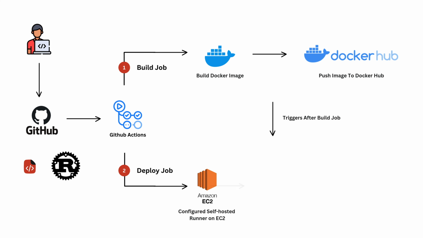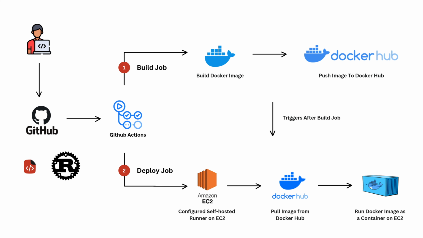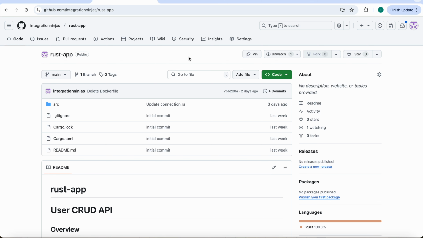So in the deploy job, we will have a configured EC2 runner, a self-hosted runner, which will pull the image from Docker Hub and then run the Docker image as a container on EC2. Now let's move to hands-on.